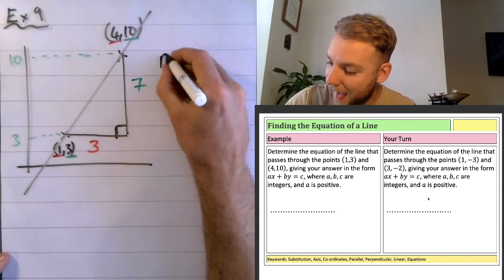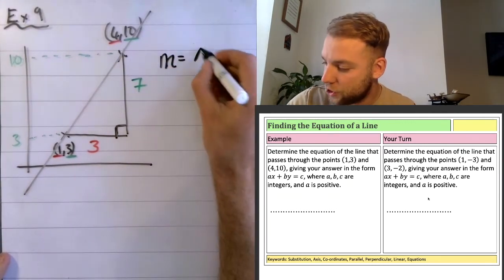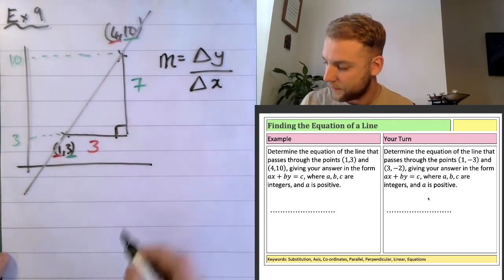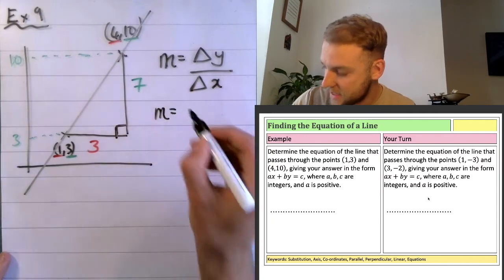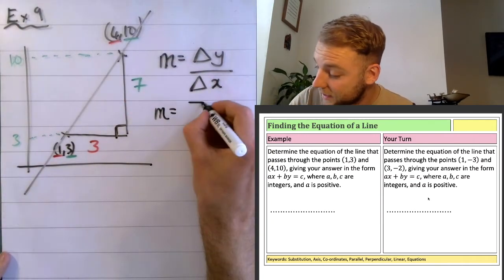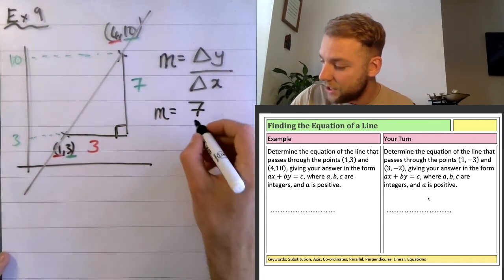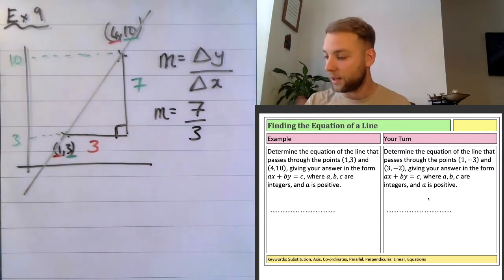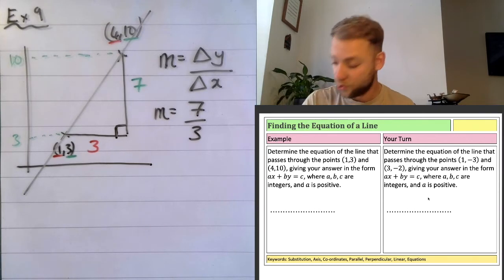So the gradient m is equal to the change in y over the change in x. So m is equal to the change in y, which in this case is 7, over the change in x, which in this case is 3. So my gradient is 7 over 3, which doesn't actually simplify. Super. Brilliant.